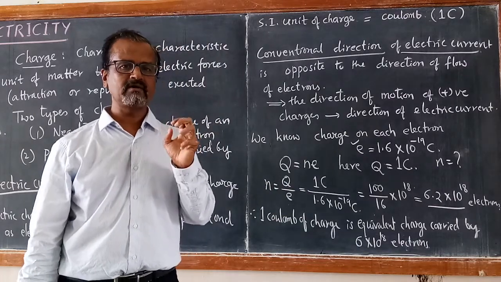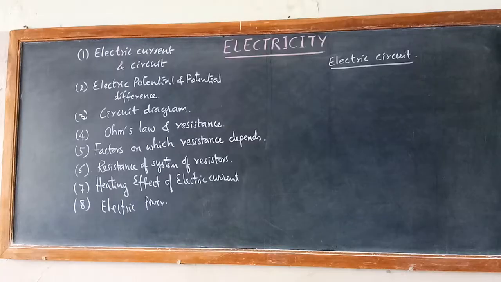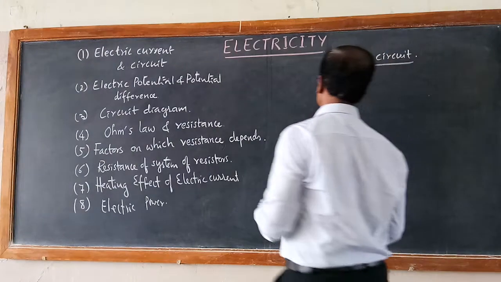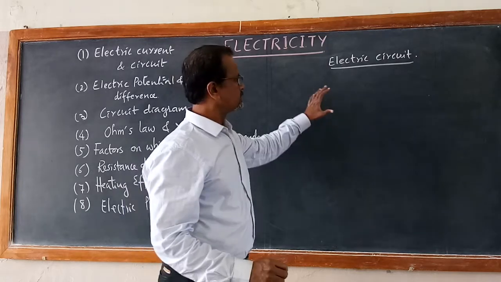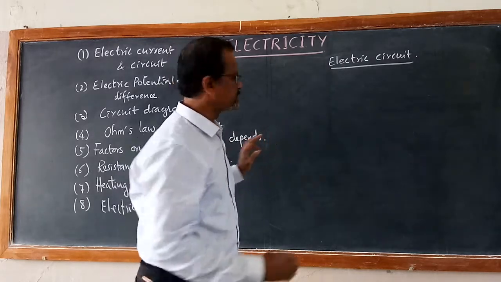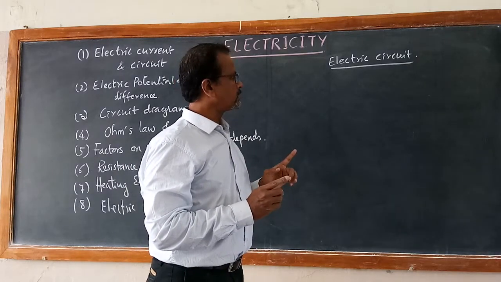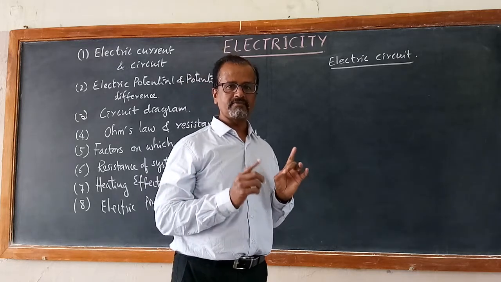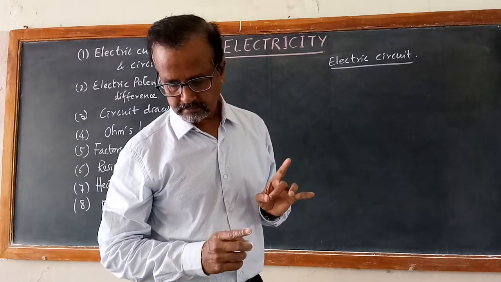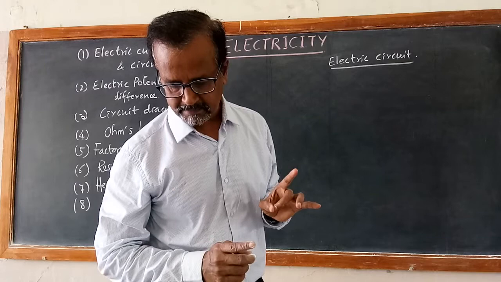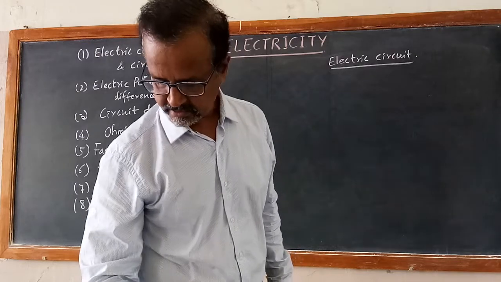Now let us learn the meaning of electric circuit. What is an electric circuit? The path of the flow of current, in a simple manner we can say, is an electric circuit. The path of continuous flow of charges is called an electric circuit. You can just write: the path of the flow of current constitutes an electric circuit.